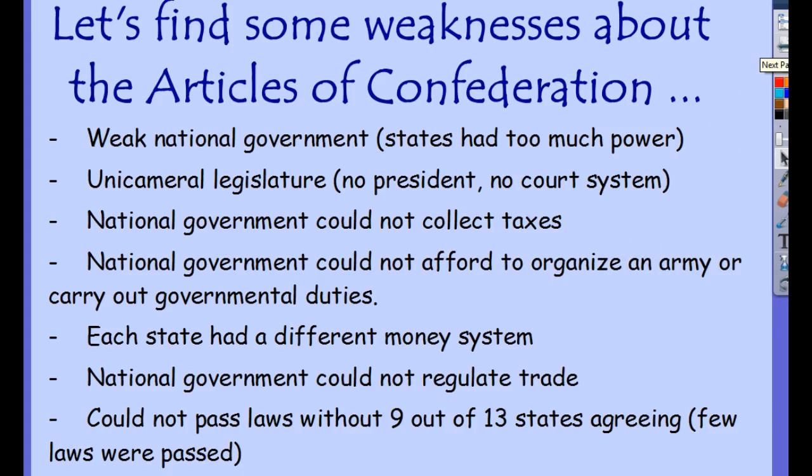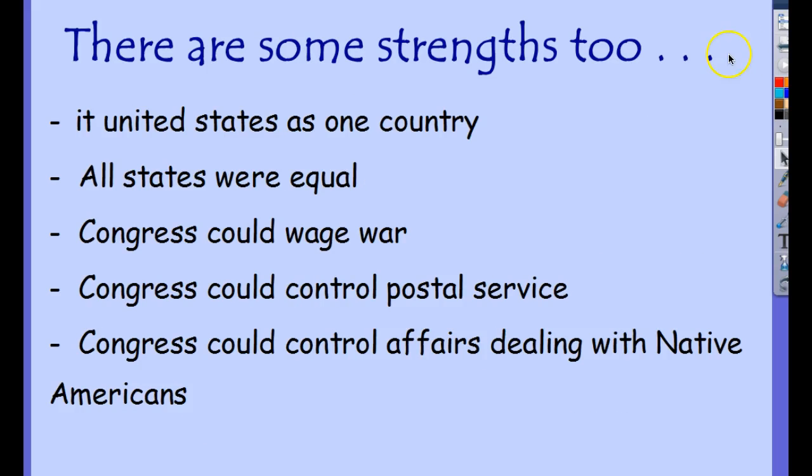Did they have some strengths? Sure, a couple. The biggest thing that it did was unite our states as one country. Okay, we became the United States of America under this. All states were equal. No one had more representation than the other. And so each state had one representative.